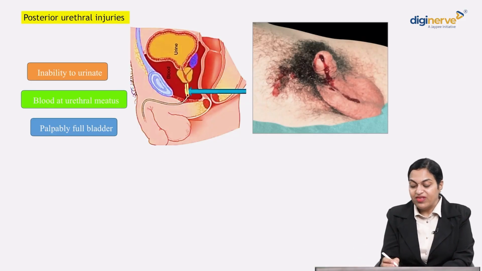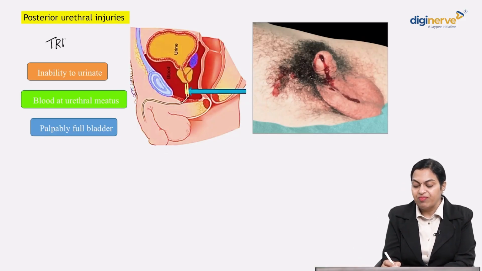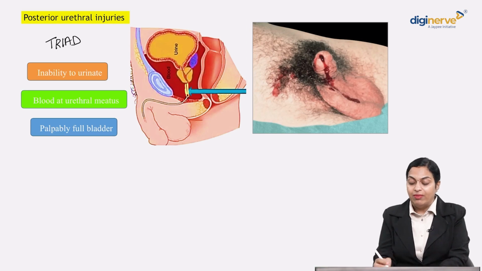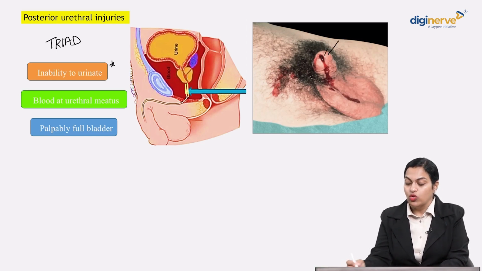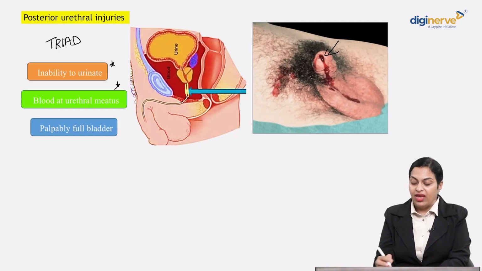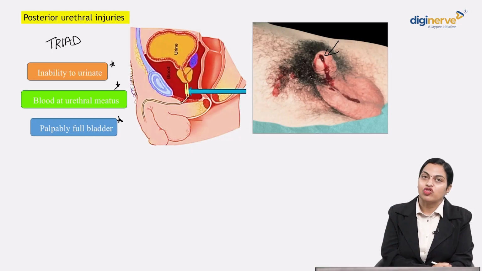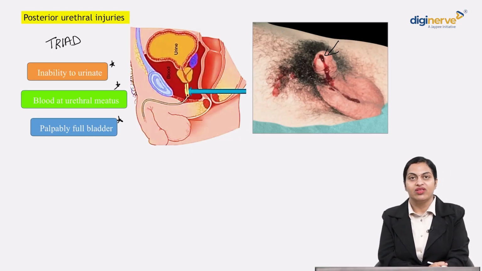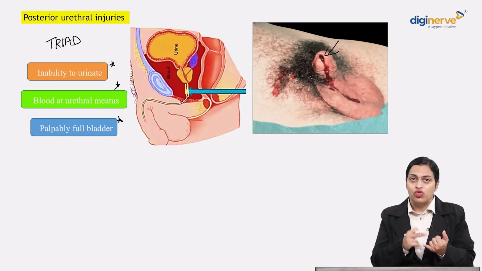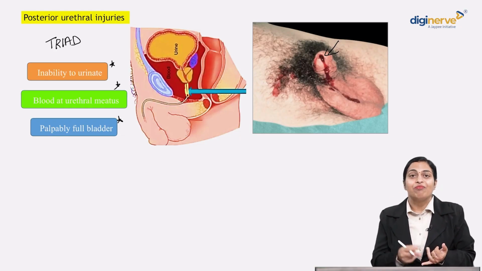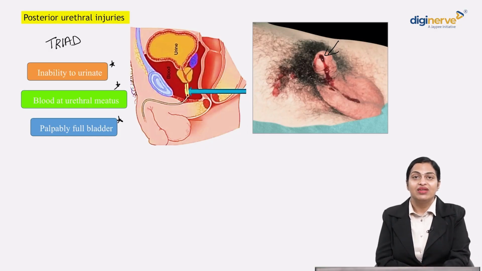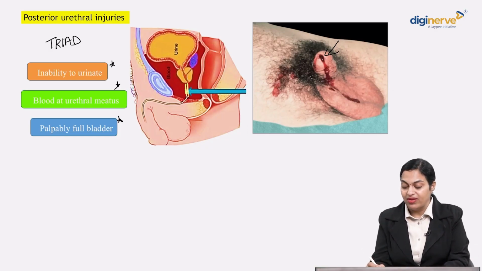So, posterior urethral injury commonly involves the membranous urethra, and it presents with a triad of symptoms: inability to void urine, blood at the urethral meatus, and a palpably full bladder, which is very characteristic of posterior urethral injury. In this case also we saw that it was associated with pelvic fracture. The patient had difficulty in voiding urine and blood at the urethral meatus.